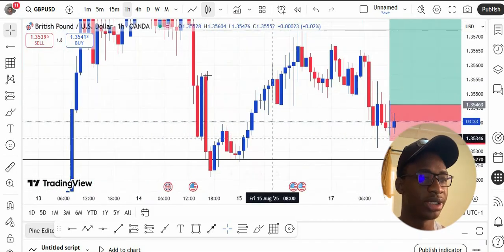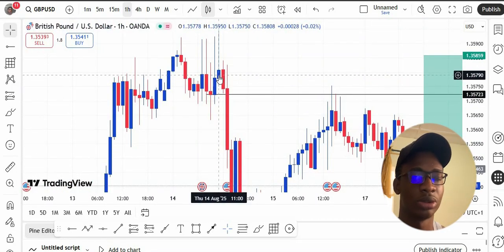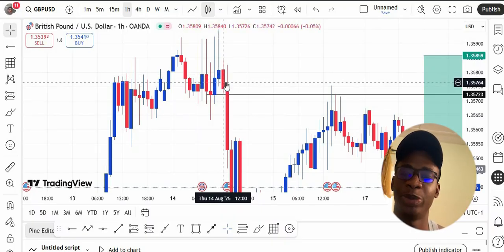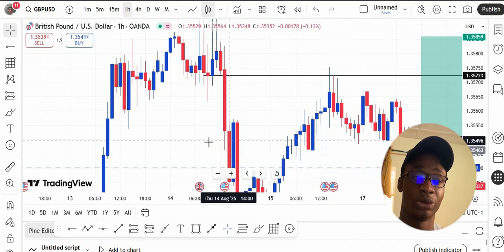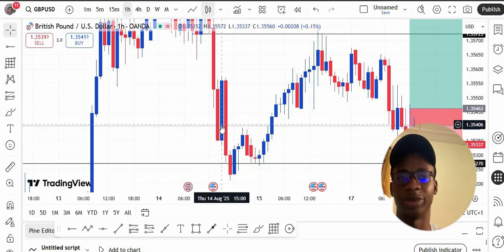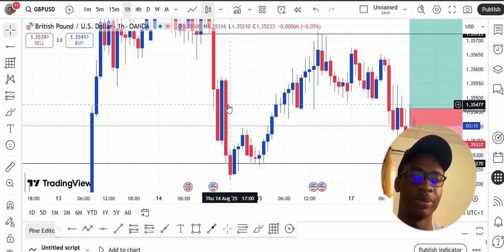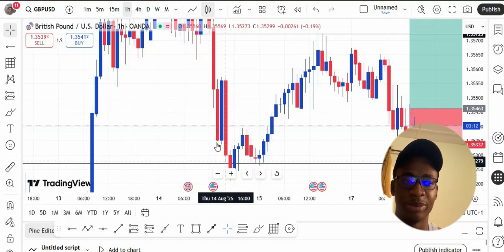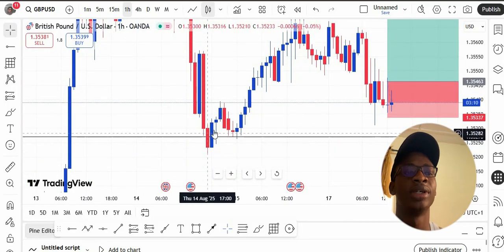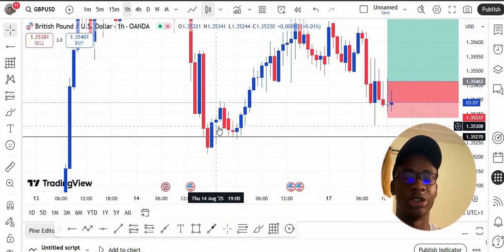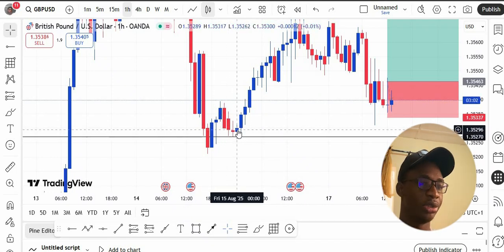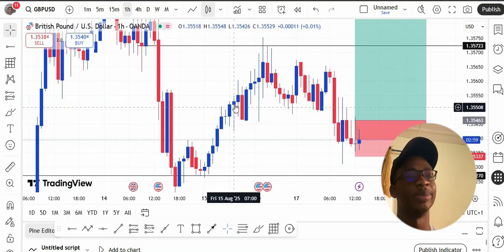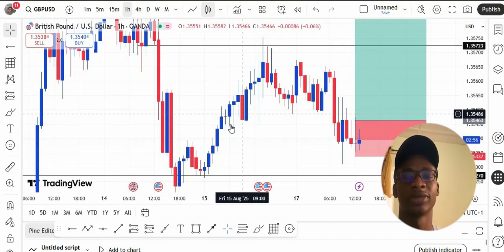Now, as you can see here, we saw blue, which is GBP, number 1. That means people bought GBP. But this red means people sold USD. Red, people sold USD. Blue, people bought GBP, so people bought number 1. Red, USD. Blue, GBP. Red, USD. Are you guys getting the point?